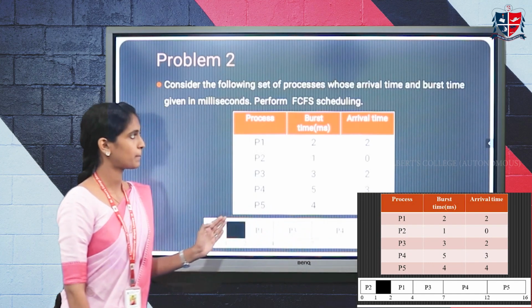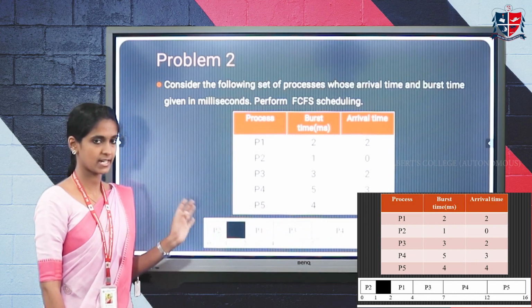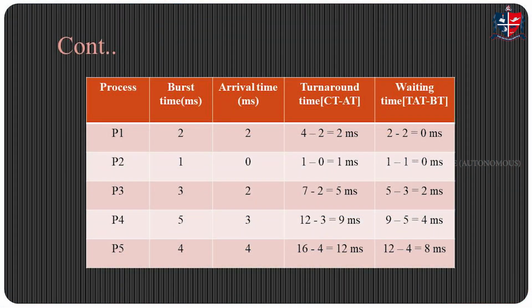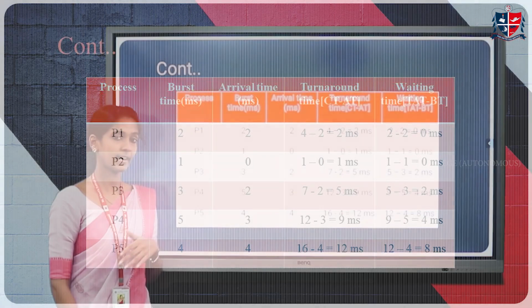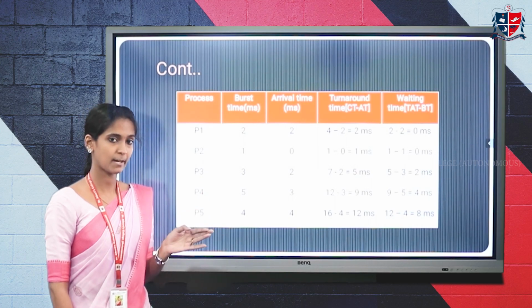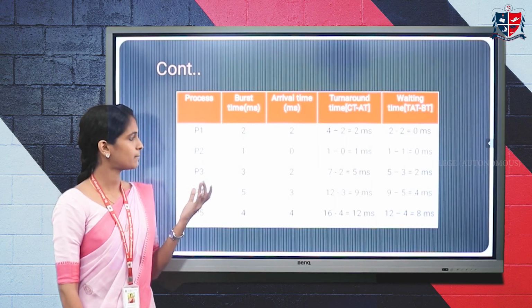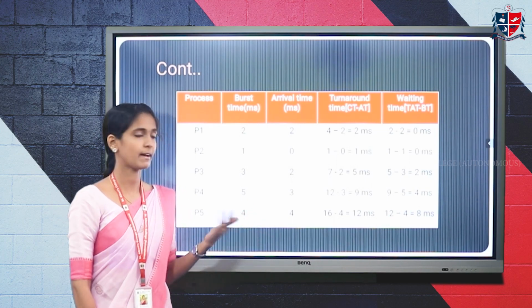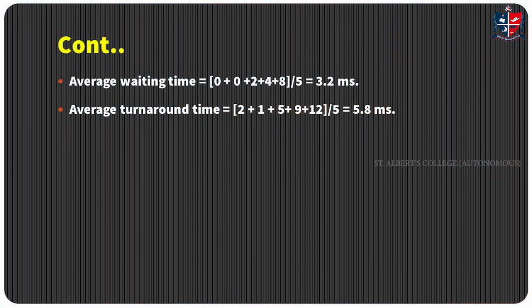So likewise we prepare a Gantt chart for the FCFS scheduling algorithm. Here, as in the previous example, we calculate the turnaround time, which can be calculated as completion time minus arrival time. Likewise the waiting time can also be calculated, and from this we calculate the average turnaround time and the average waiting time of our processes. Since here there are 5 processes, we divide by 5.